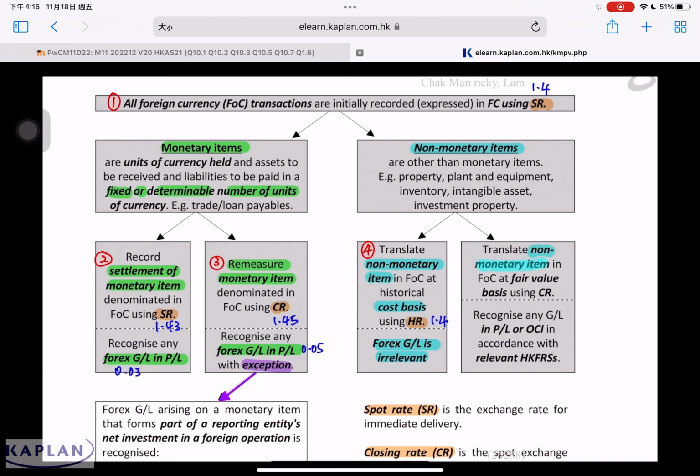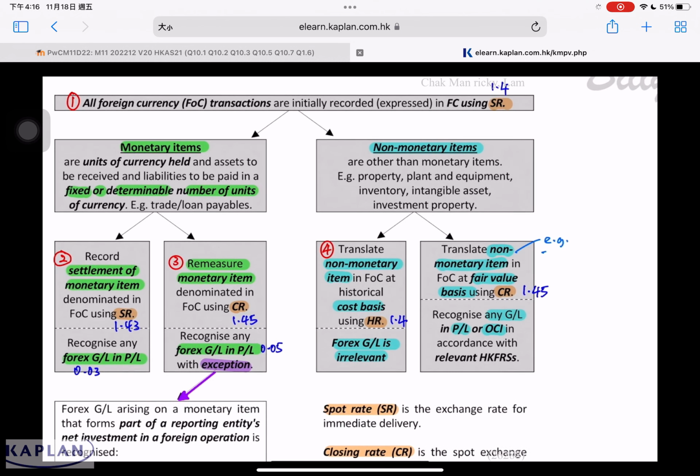If the non-monetary item is measured on fair value basis, then we must calculate the fair value. We have to measure the fair value using the closing rate. For example, the closing rate is 1.45. Initially it's 1.4, now you have to remeasure using 1.45. There's a difference. This difference will be part of the gain or loss on the non-monetary item. This gain or loss is recognized in P&L or OCI depending on the item.